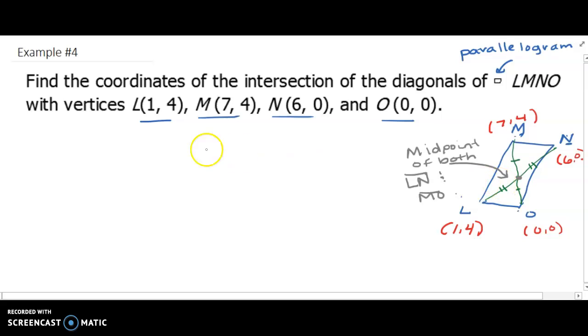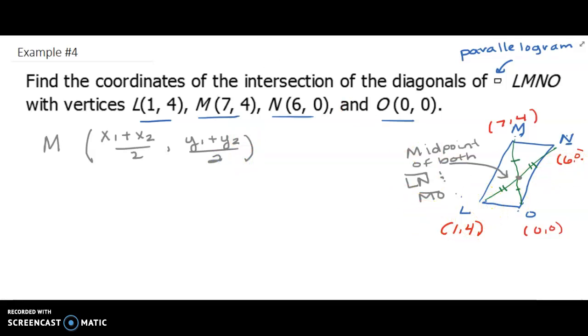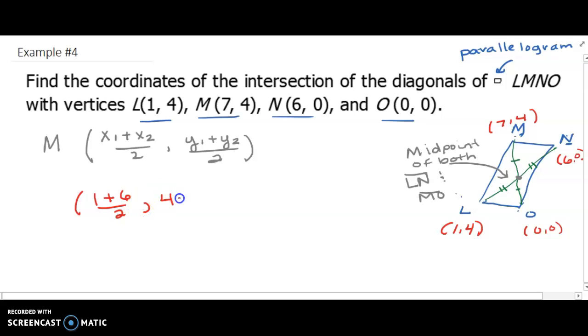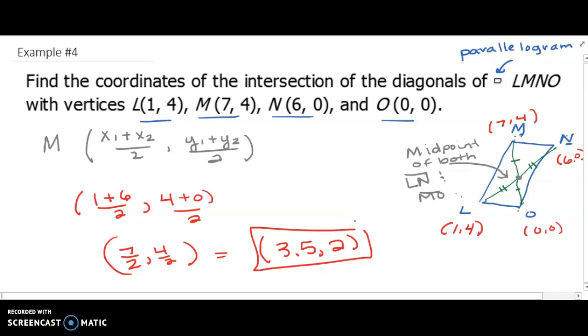So if that's the midpoint, couldn't I just use the midpoint formula, which is x1 plus x2 over 2, comma, y1 plus y2 over 2, for these coordinates of the diagonals and find the midpoint? Well, sure. So I'm just going to do L and N. So 1 plus 6 over 2, 4 plus 0 over 2, that's 7 halves, 4 over 2, which is just 2. So 3.5, comma 2. That would be the coordinates of the intersection of the diagonals.